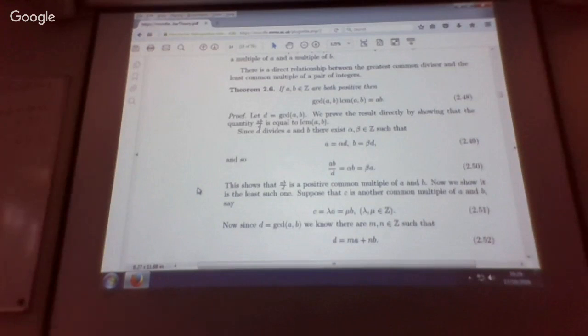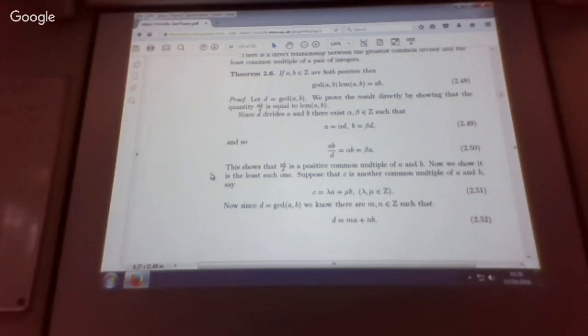So that AB over D, well, A is a multiple of D, B is a multiple of D, so it becomes alpha beta D squared over D. It becomes alpha beta D. And it's just a case of whether you regard the alpha times D as being A or the beta times D as being B. That gets you those two expressions. Everybody okay with that? So that establishes that it's a common multiple. Now we just have to worry about it being the least common multiple.